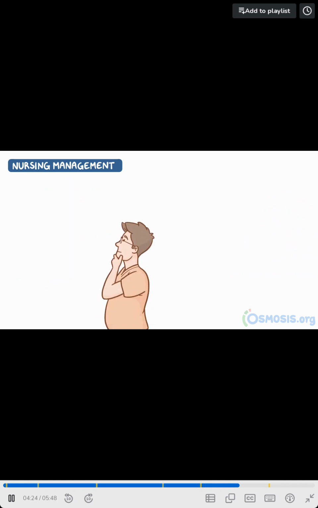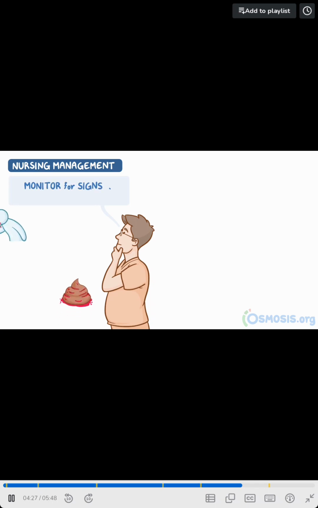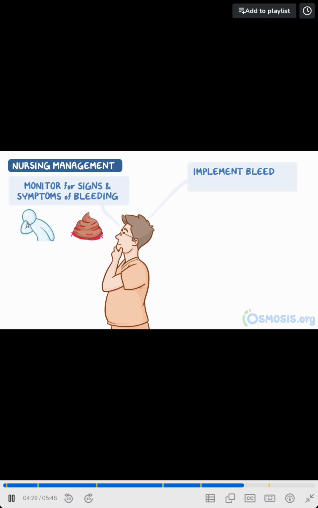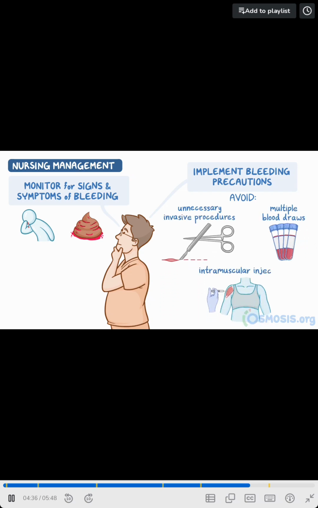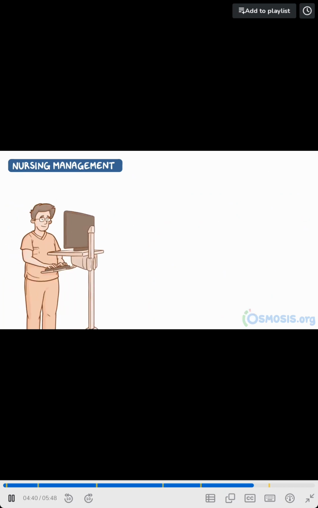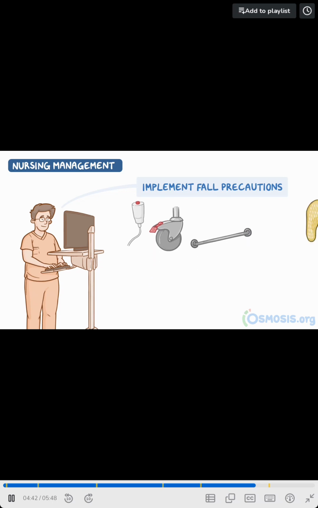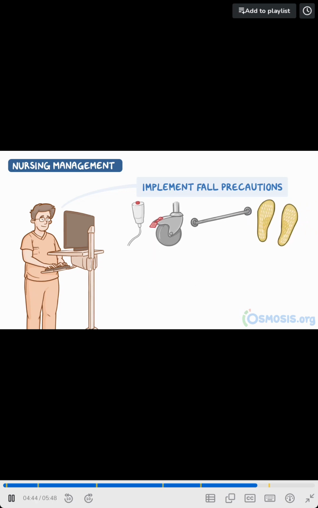Now, if your client has an elevated PTT, monitor for signs and symptoms of bleeding and implement bleeding precautions, such as avoiding unnecessary invasive procedures, multiple blood draws, or intramuscular injections. Also, implement fall precautions to help prevent injury. Monitor your client's serial lab results, and if their PTT exceeds 100 seconds, or APTT is above 70 seconds, notify the healthcare provider immediately as this is a critical level.